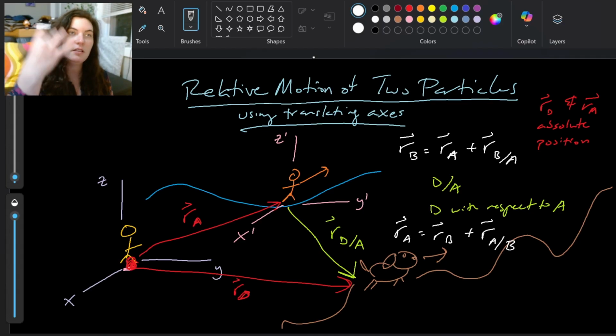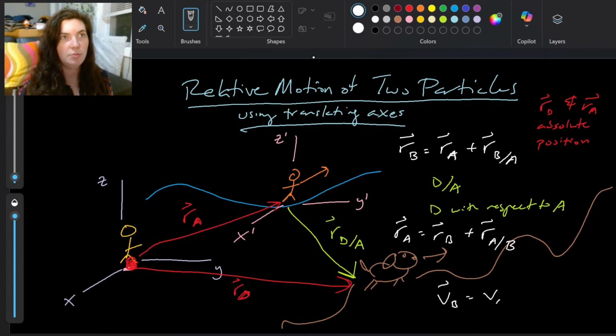So likewise, you can take the derivative, just as we've talked about in all of these lessons before. Take the derivative of position, you get a velocity. Take the derivative of velocity, you get an acceleration. So these equations still hold true for those as well. VB is going to be VA plus VB with respect to A. Acceleration, again, still these are all vectors. Acceleration of B is going to be acceleration of A plus acceleration of B with respect to A.